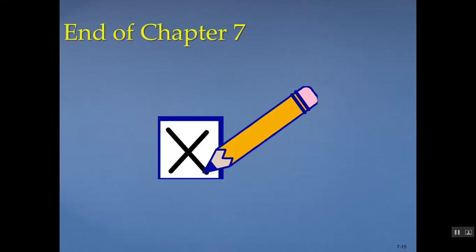That's the end of Chapter 7. So once you've completed all of those budgets, then you can finally put together your income statement, your balance sheet, and your cash flow statement.